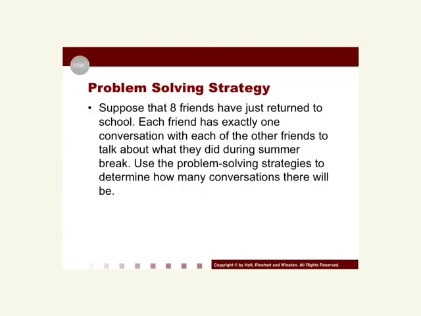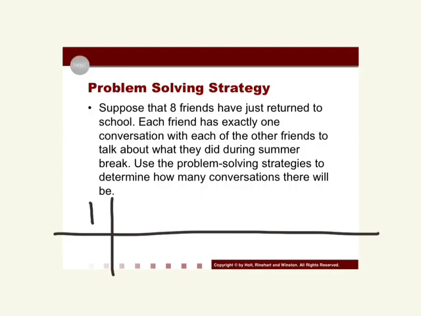Let's say there is one person. All right? If there is one person, how many conversations is there going to be? Well, you guessed it, 0. Talking to yourself doesn't count. Imaginary friends do not count. So, one person, 0 conversations.